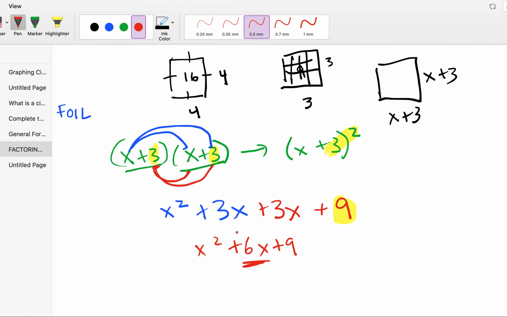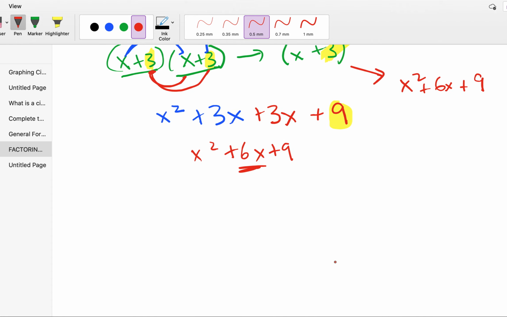This is going to help us to understand that when we do a perfect square, we can make a shortcut. I know it's going to be x squared because it's going to be x times x. I know the end is going to be 9 because 3 squared is 9. And I know that the middle term will be 3 times x twice, so 6x. So we'll get the same answer, but it'll be a little bit of a shorter way to do it. Let's take a look at another one.